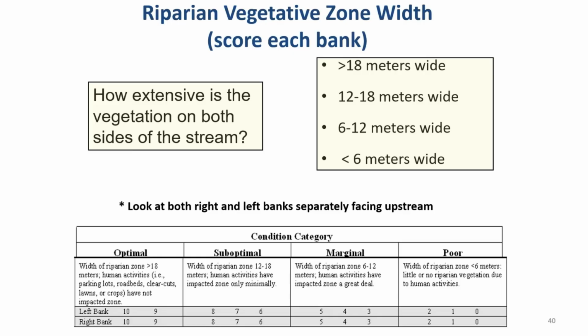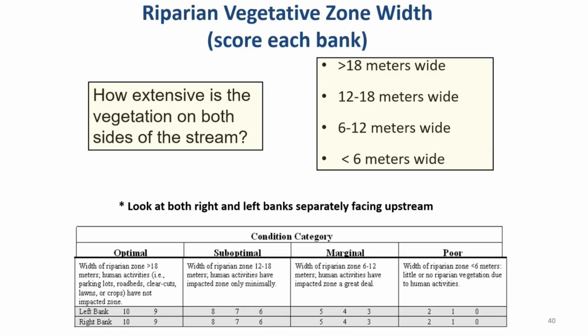Is there a path? And a path, depending on how impactful you think that path might be, you could not penalize the stream for having a path next to it if you don't think it's impacting the stream at all. But sometimes you can tell there's a lot of foot traffic, maybe animals, like dogs going to the bathroom or something, then you might take off a little bit for that.